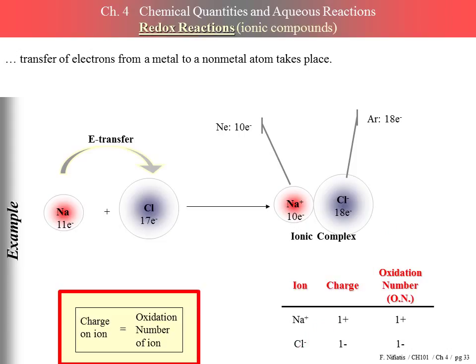So when it comes to ions, the charge and the oxidation number or oxidation state is exactly the same thing. Oxidation number or oxidation state is going to be a little different when it comes to the covalent compounds, because over there we do not have charges.